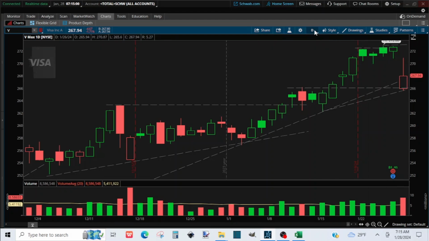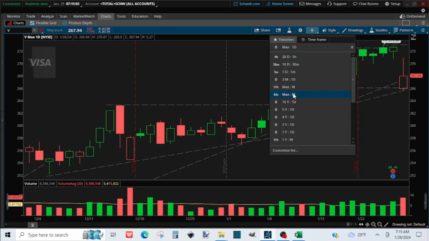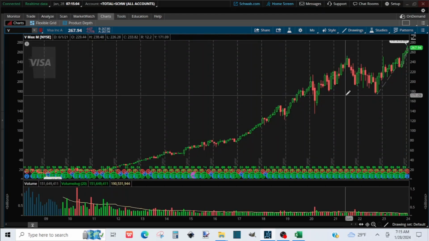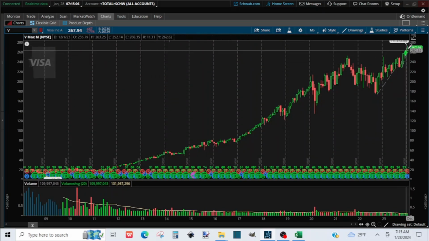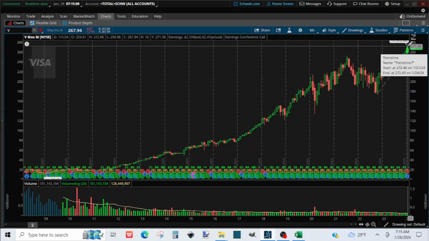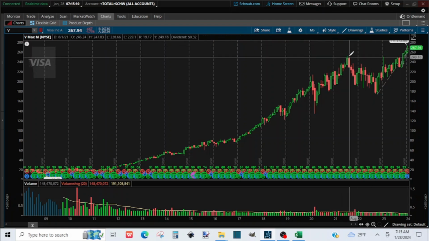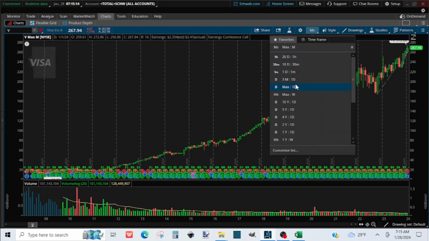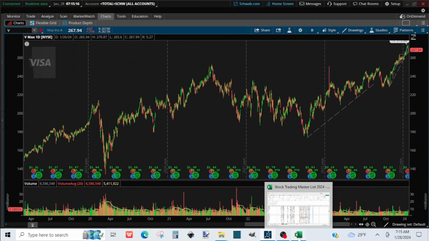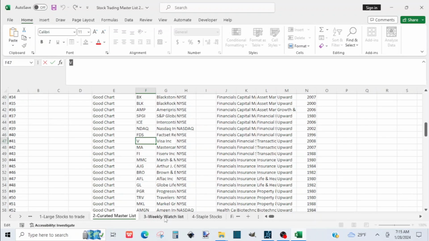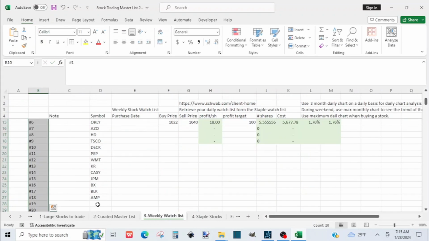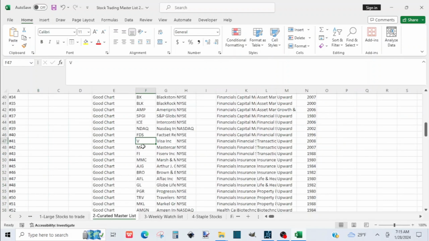We can go to the monthly chart to see the overall picture of the chart, and it is an uptrend. We don't see any mountain behind it. It overcame all of them. So we'll go back to our daily chart, and I will add it to my weekly list to see if I'll be able to find it at a good spot during the week to buy some shares.